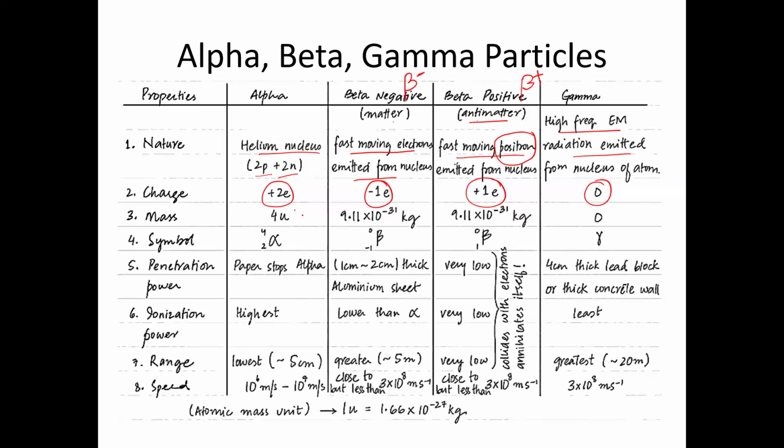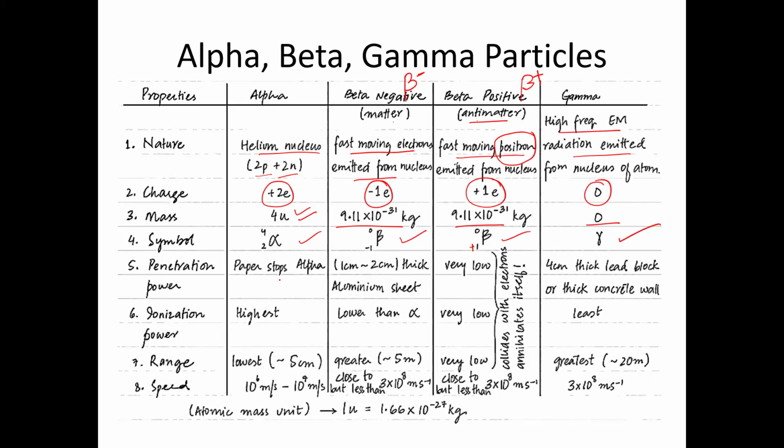Mass of alpha is equal to 4 times of atomic mass unit. Mass of beta negative is about 0.0005 times of atomic mass unit. That is equivalent to this much value. Similarly, beta negative is also having the same mass as beta positive, and gamma is having no mass. Symbol for alpha is this, for beta it is this, for beta positive it is like this, being shown in front of you, and the symbol for gamma is this.